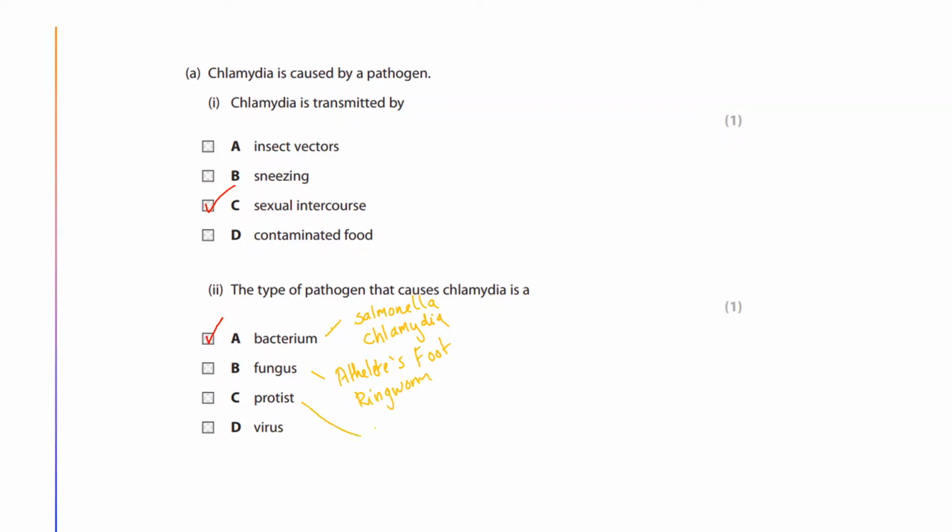The only protist we do at GCSE is malaria. Viruses, we know COVID, other coronaviruses, and the virus of measles. There are quite a lot of viruses, colds and flu. There are other ones here that we'll talk about. So we'll get on to other questions, but those are some examples.